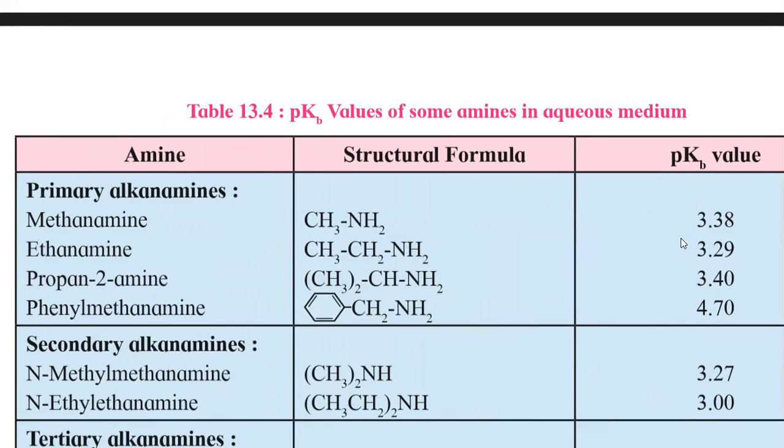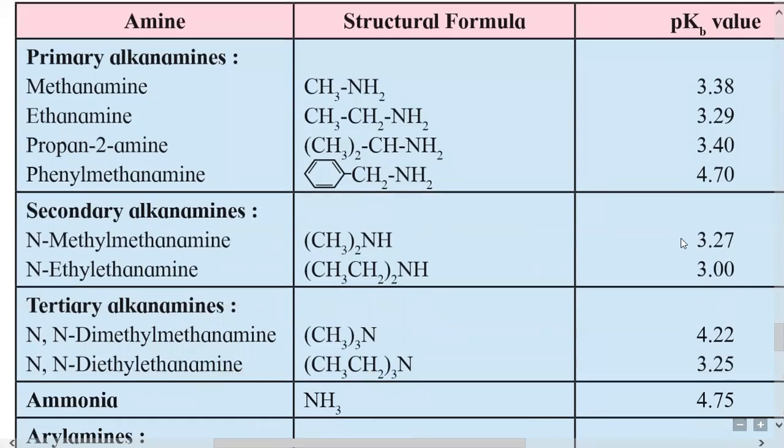Here the pKb values are 3.40 and 4.70. Here the bulky group in propan-2-amine affects the basicity of the amine, and hence it is less basic than ethanamine. Similarly, the aromatic ring is electron accepting, it does not donate electrons, hence it is again a weaker base than these aliphatic amines. Then secondary amines: the first example is dimethylamine.